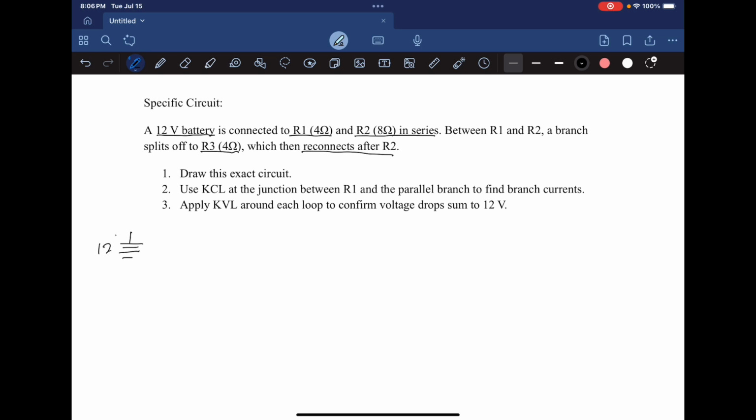12, say that this is the positive side, this is the negative side, goes over here, and then it connects to R1. So here is R1. And R2 in series, so that's one after another. So here is R2. And then it says between R1 and R2, so between the two, a branch splits off to R3. So we're going to say here is our R3, which then reconnects after R2. So they reconnect here, and then the circuit, of course, completes.